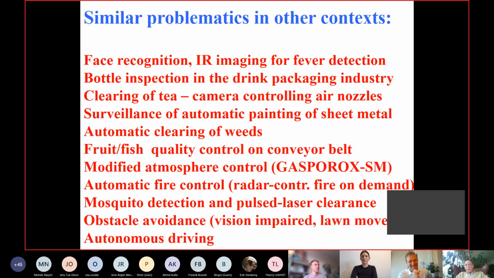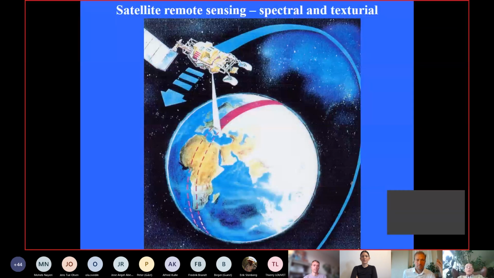Obstacle avoidance, vision impaired persons, the lawn mowers that move around, we see them all around doing the job that we normally do ourselves. And of course, the huge area of autonomous driving. It's all about object identification and doing action after the identification. And all of this more or less comes from the satellite remote sensing community, where these satellites, thousands of them now, are going around the globe, polar orbits mostly, and monitor what's going on the ground.